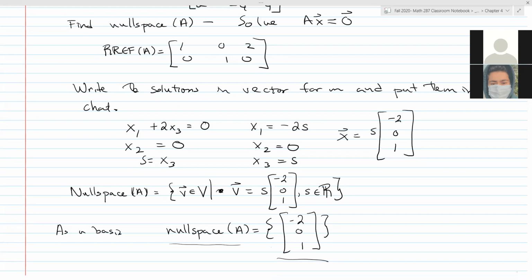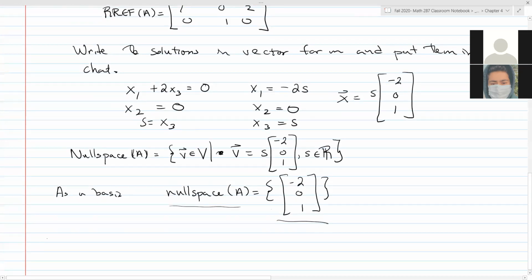Now, what I want you to notice here is, first things first, what space is the null space of A in? What's its geometric description? Look at it, just tell me that vector is in what space? What vector space? R3. Yeah, exactly. It's in R3, and we know that because there are 3 components in that vector.